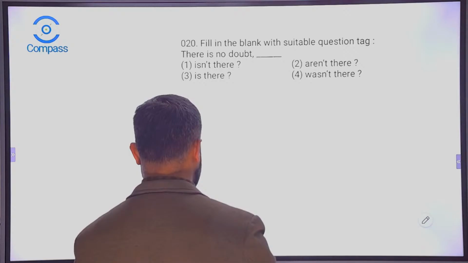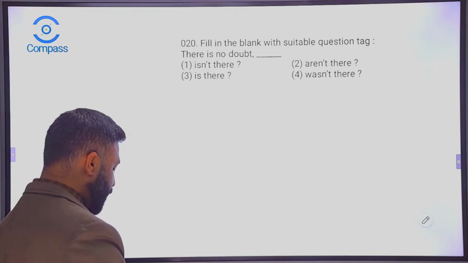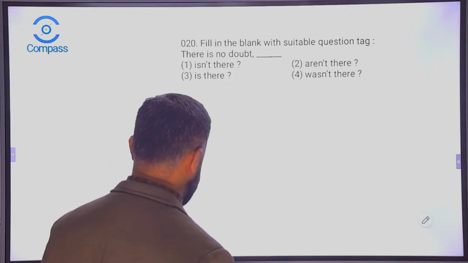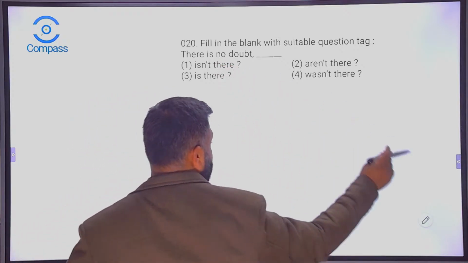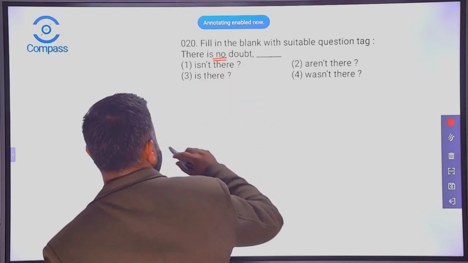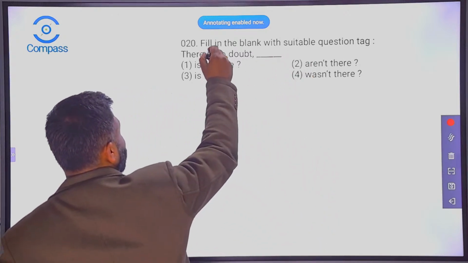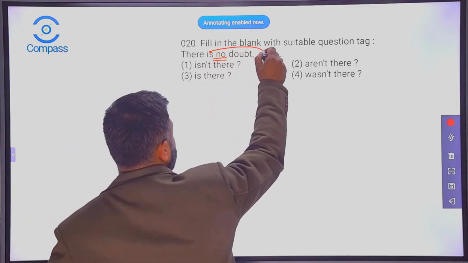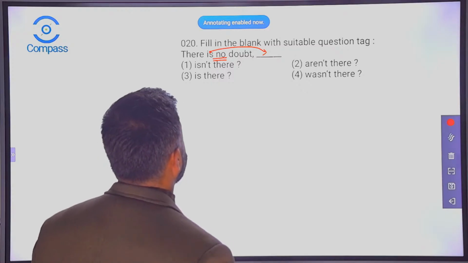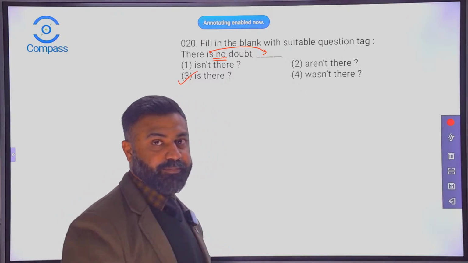Okay, question number 20. Fill in the blank with a suitable question tag. There is no doubt, but pay attention, right? "No" is there, which means this is a negative sentence. So the question tag has to be positive. Let's see. So "is there" is going to be used here. There is no doubt, is there? That's the right option. I hope you are getting it, right?